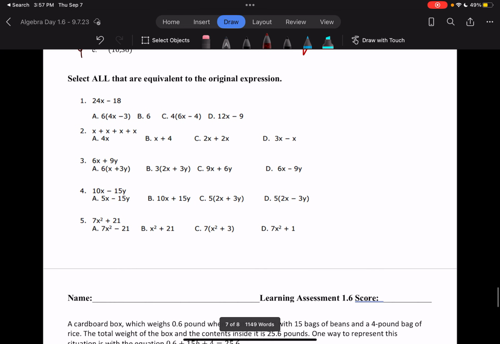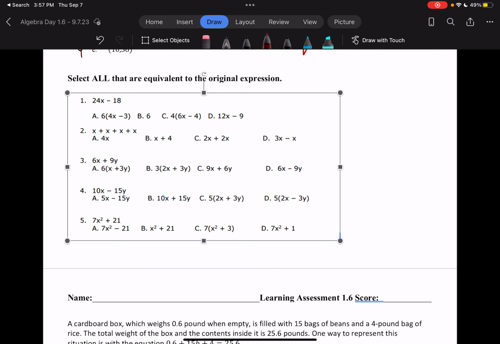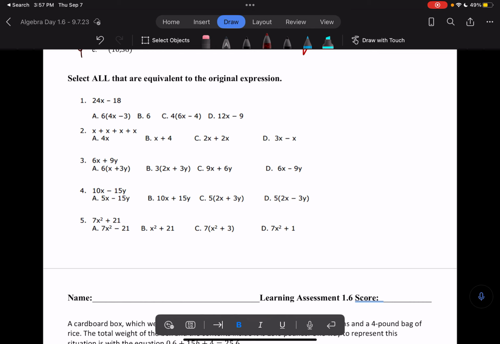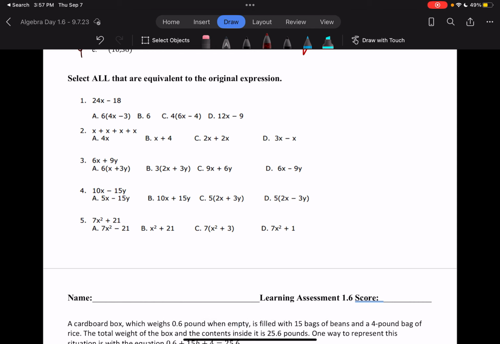All right. It says select all that are equivalent to the original expression. So this is very similar to what you've done earlier. You're just seeing which of these is the same. So for things like this, let's distribute: 24x minus 18, right? Distribute the 6 through here. So this one is equivalent. 6 is not equivalent. We can't just do 24x minus 18 equals 6, because we have an x here and an 18 here. Because they are not like terms, we can't combine them.